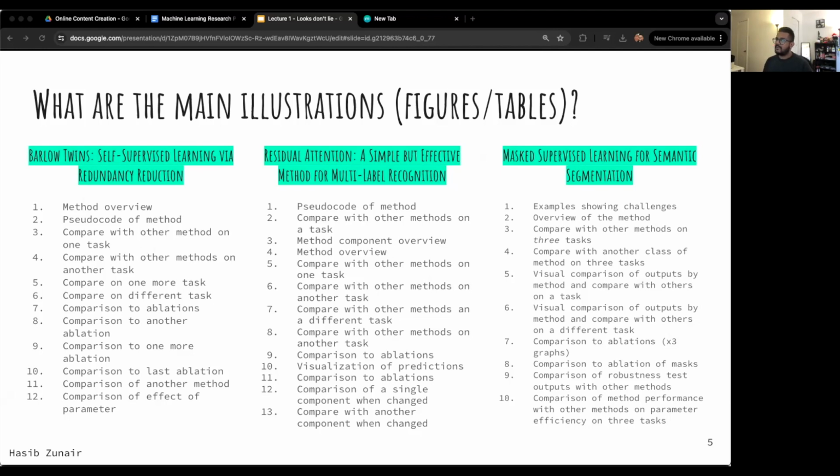So for the second and third paper, we could also see a similar trend where they have the overview diagram with or without the different components zoomed in. And also we have the comparison with the different methods on different tasks. We also have the visualization of predictions and the comparison to ablations and other additional results as well.